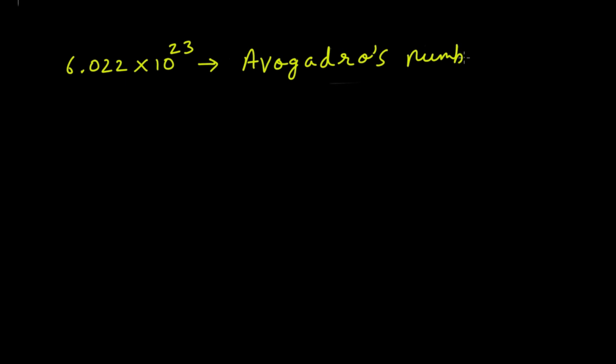Now what is this 6.022 into 10 to the power 23? This number is known as Avogadro's number, and it is represented like this, Na. This is Avogadro's number. It's a constant. 1 mole is equal to 6.022 into 10 to the power 23, and this number is Avogadro's number given by Avogadro.